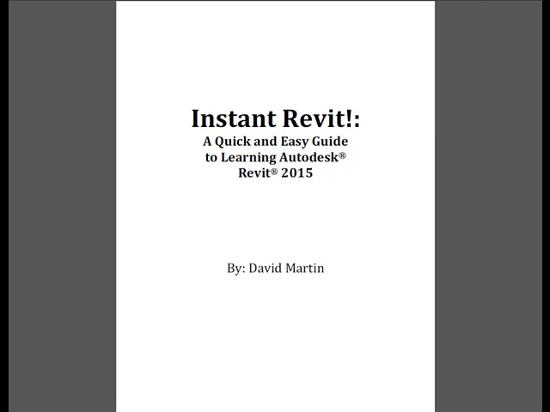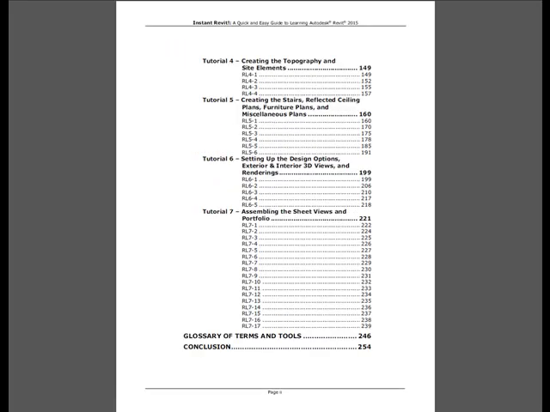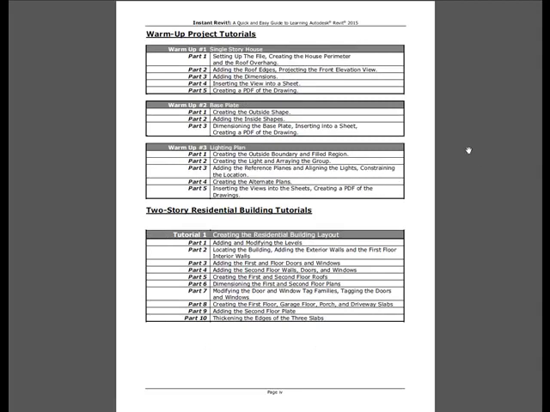I'm Dave Martin, I'm the author of the book, and I just wanted to give you an overview of the book and how it's set up, and also show you how the projects look at the end of this demo. So this is a book that guides you through a project, actually a series of projects using the Revit 2015 software. First of all, we have a series of warm-up tutorials, which take us through three different projects using the 2D portion of the software.